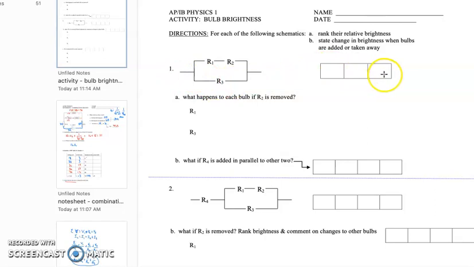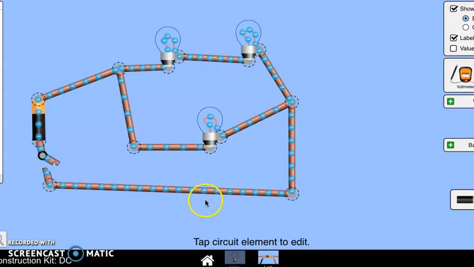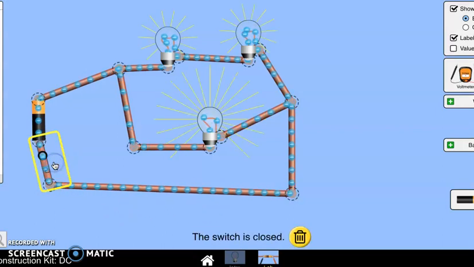So in the box here, I want you to rank what their relative brightnesses are. Okay, if there's an equal sign, put an equal sign there. All right, so I want you to do that right now, and then I'm going to flip the switch, and then we'll talk about it. Okay, so let's flip the switch and see what we got.